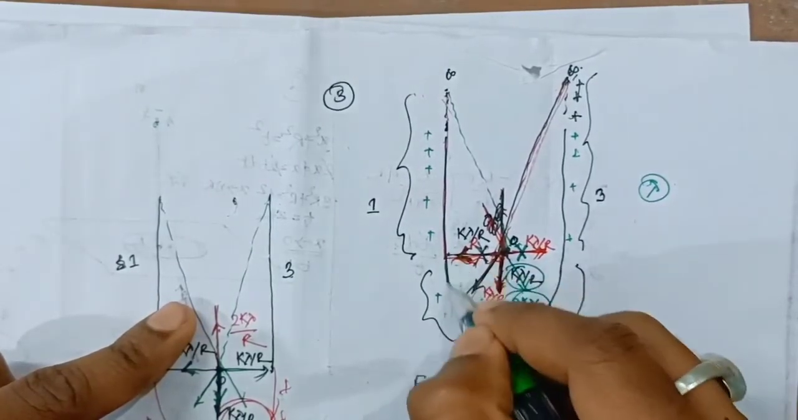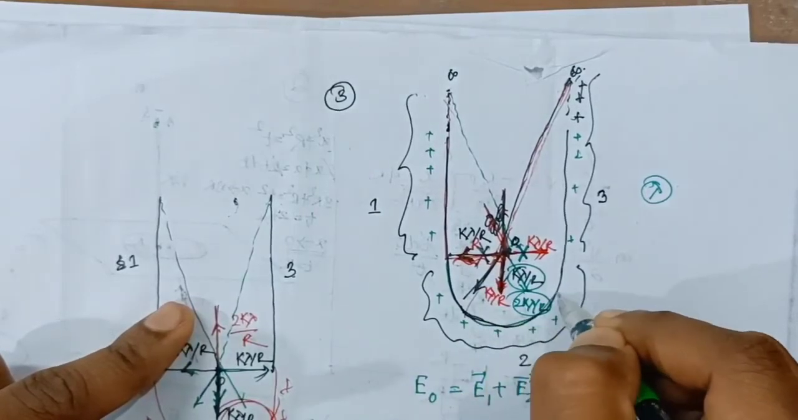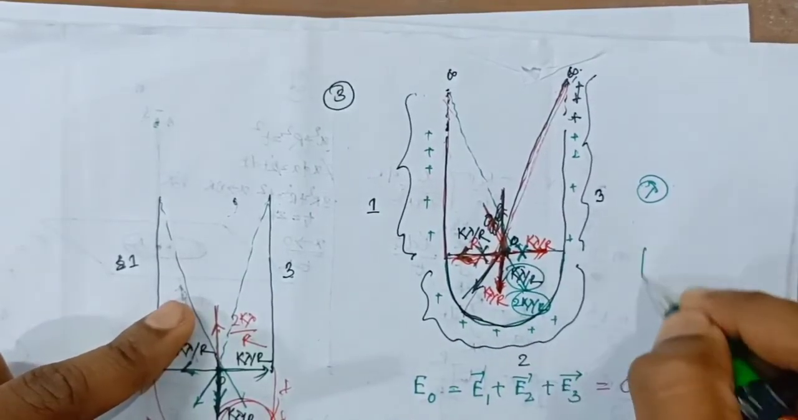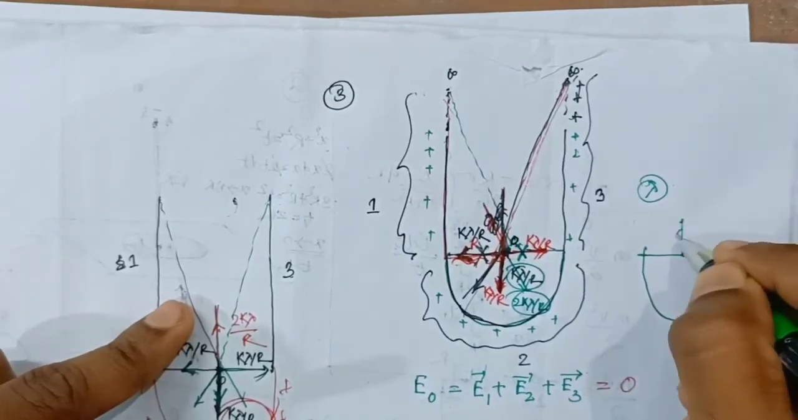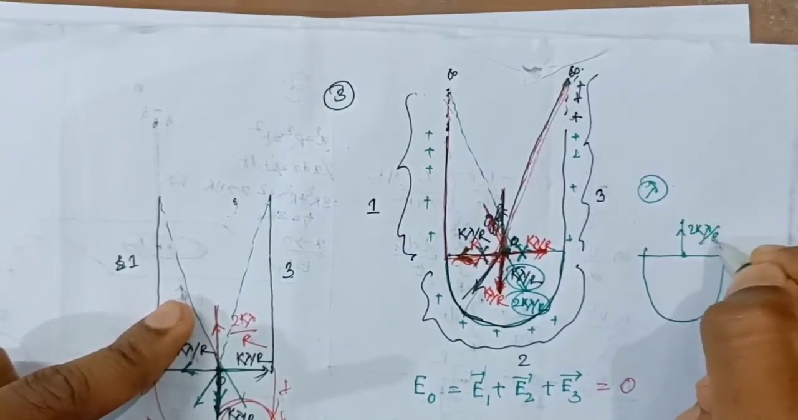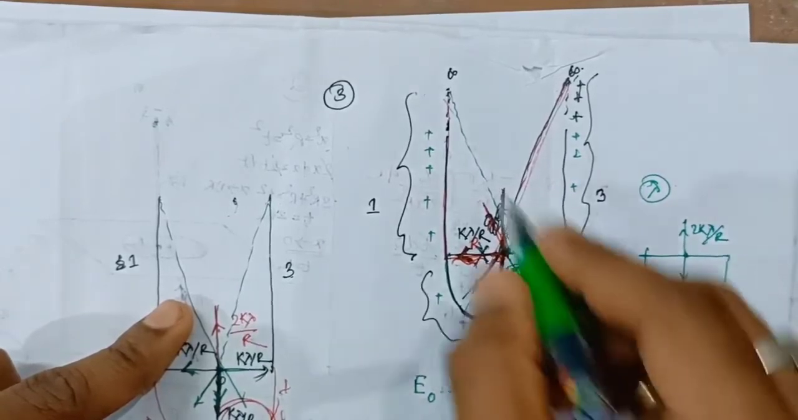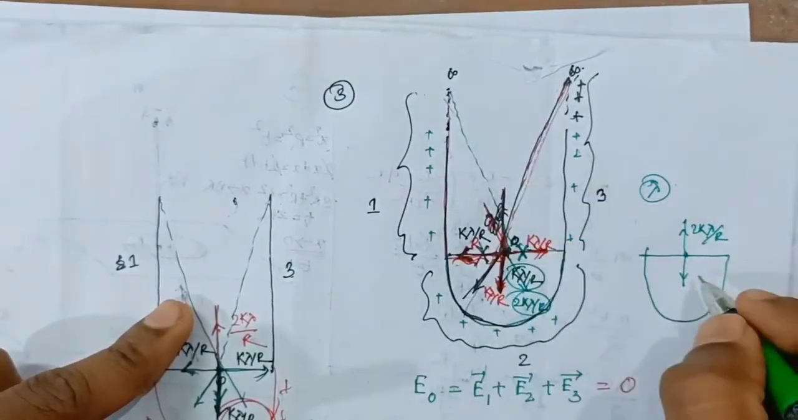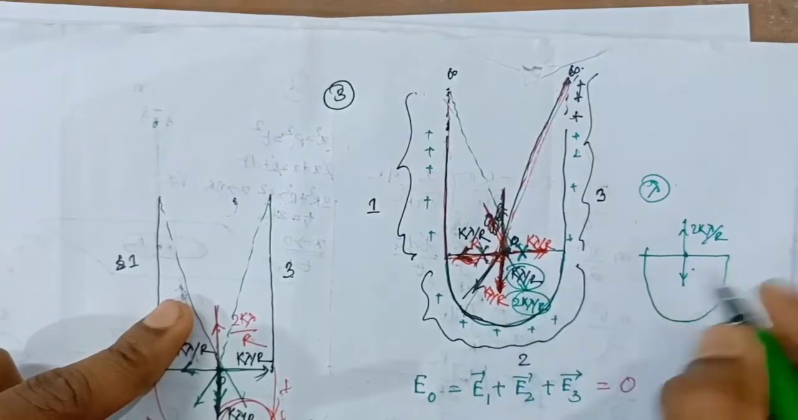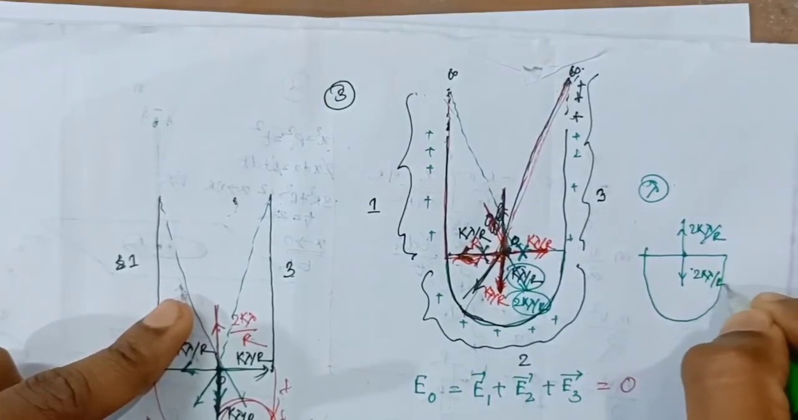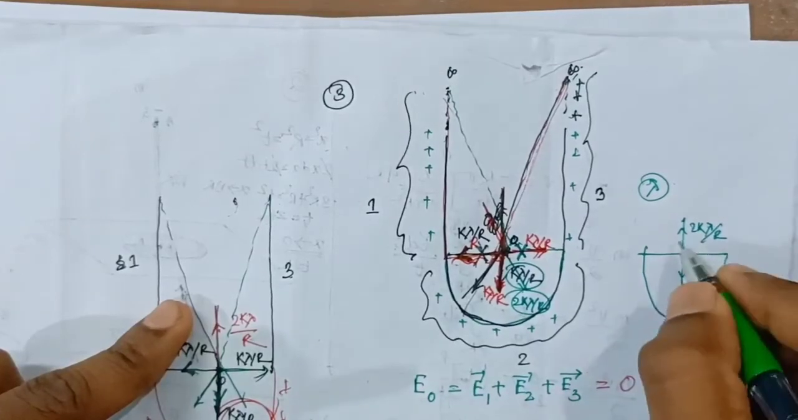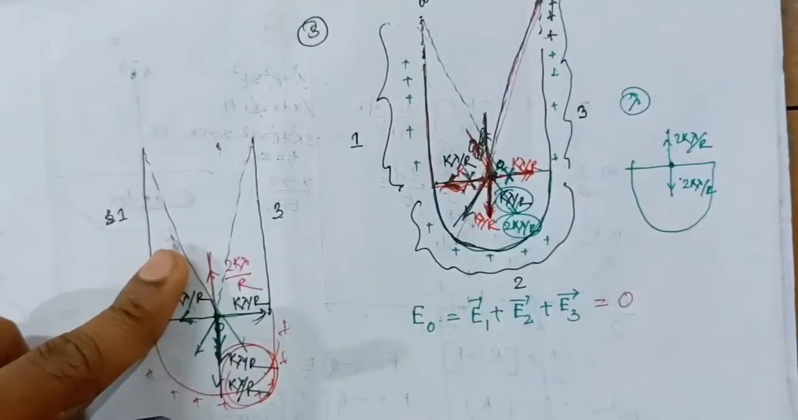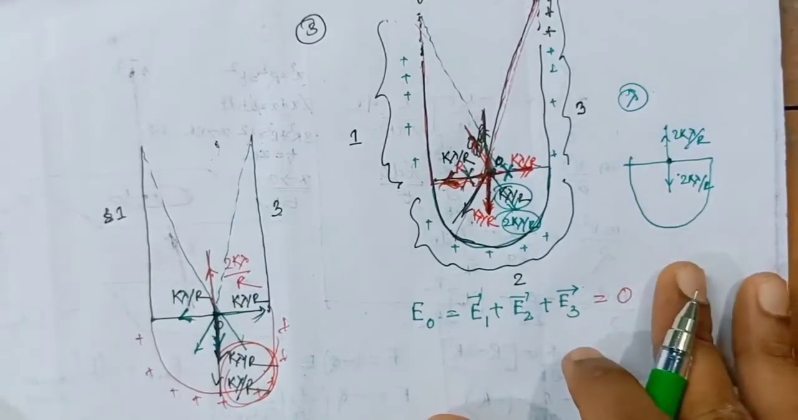Now look at these sections. The electric field expression at this point is 2k lambda by r, and below it, what is it? Due to this segment 1 and 3, k lambda by r plus k lambda by r, 2k lambda by r. So the net electric field at point O will be 0 because upward and downward have cancelled each other. I hope those questions are clear.